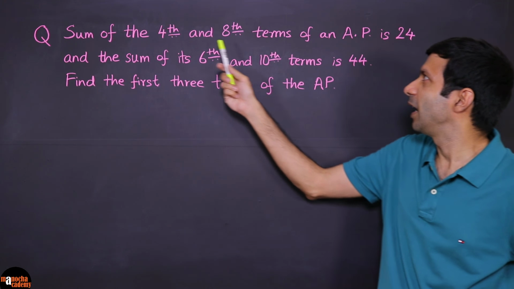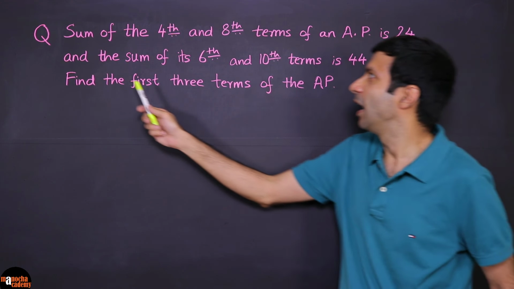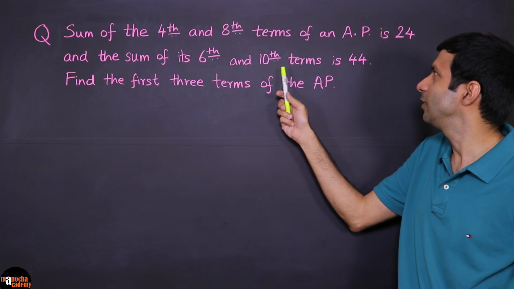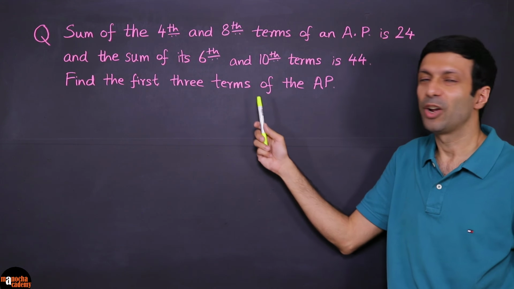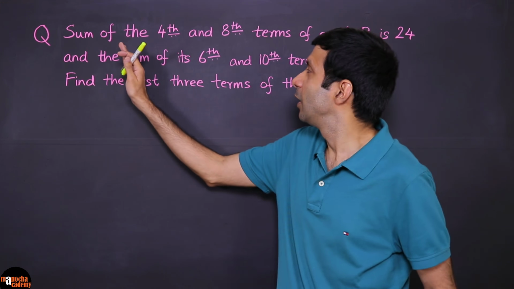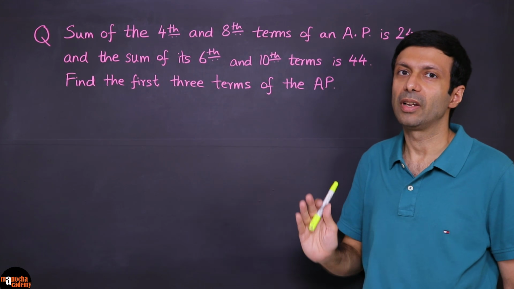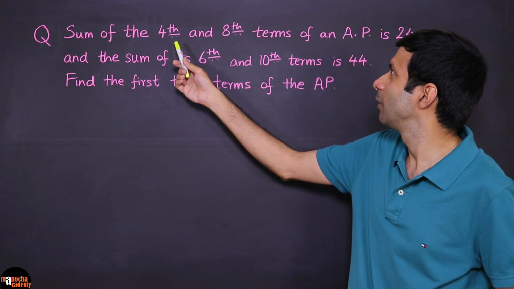Now let's look at this question. Sum of the 4th and 8th terms of an AP is 24 and the sum of its 6th and 10th terms is 44. Find the first 3 terms of the AP. So the trick to solving this is you look at the given conditions and you form your equations.